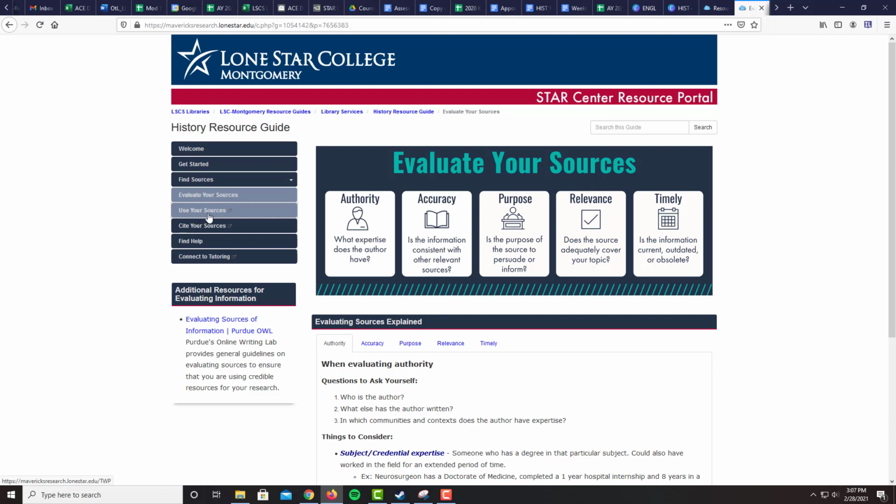And then each of the remaining links is going to take you to another page. Use Your Sources will take you to the right place to get help with writing your paper. We have a page with information for citing your sources in a variety of styles. And then the last one is going to connect you to tutoring so that you can find help in various subject areas that you might have.